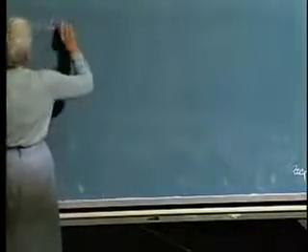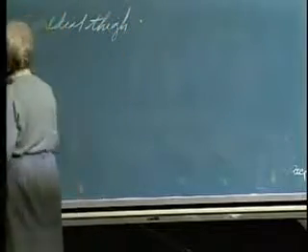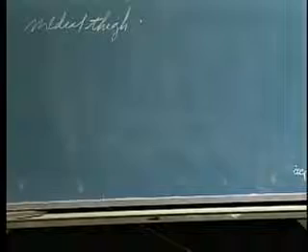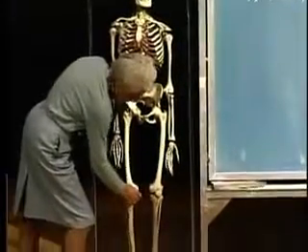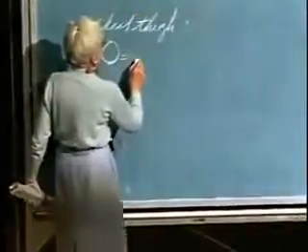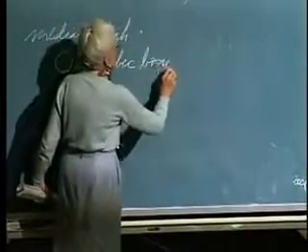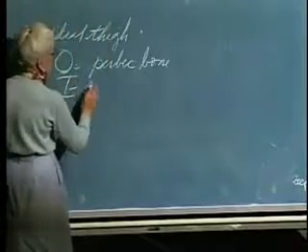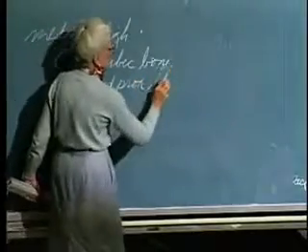Medial thigh. So the medial thigh muscle will be coming from the pubic bone, coming down to the medial proximal tibia. We're origin at the pubic bone, and we'll insert down on the medial proximal tibia.